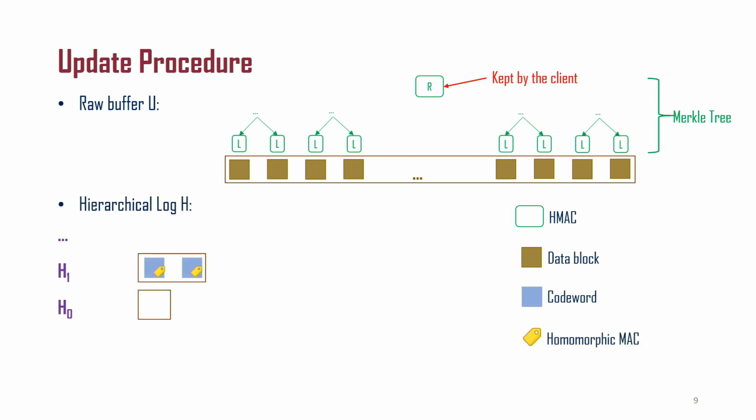The client also sends a mark tag of the updated data block, and the server uses the data block and this tag to perform updating hierarchical log H. When rebuilding a level in hierarchical log, the server receives complementary values from the client to update mark tags as a new level. And after n updates, where n is the total number of data blocks, erasure code C is rebuilt from raw buffer U.